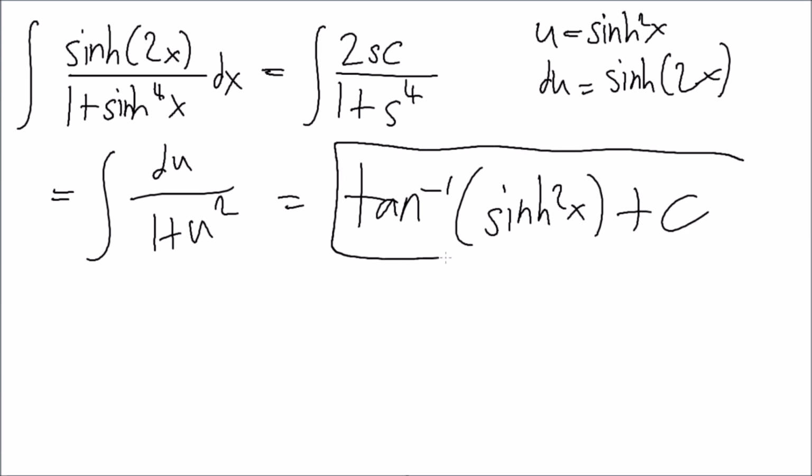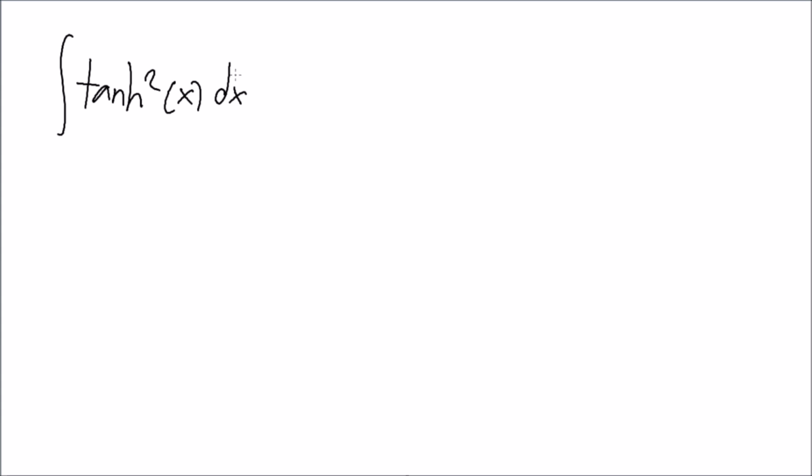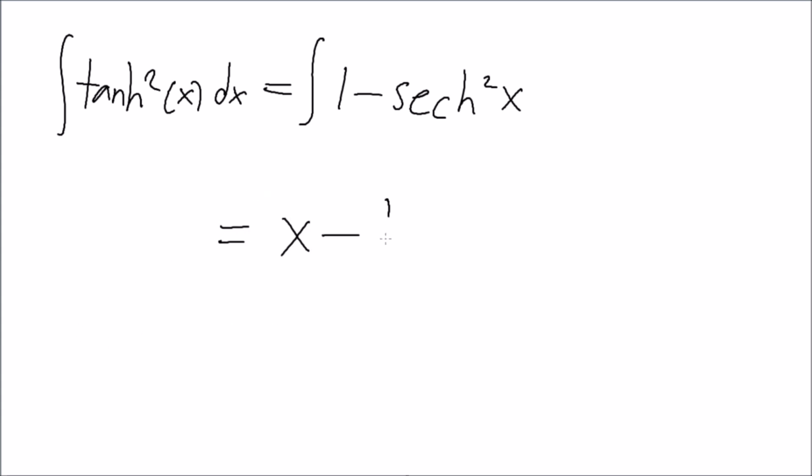Okay, so what do we do with tanh square? We can bring up that identity again, right? We had 1 minus sech square, right? And the integral of this is just tanh. So we could just dive right in. Oh, this is just x minus tanh x plus c.